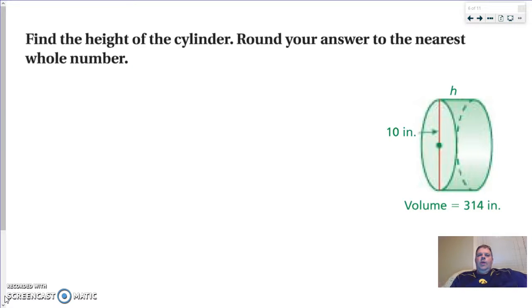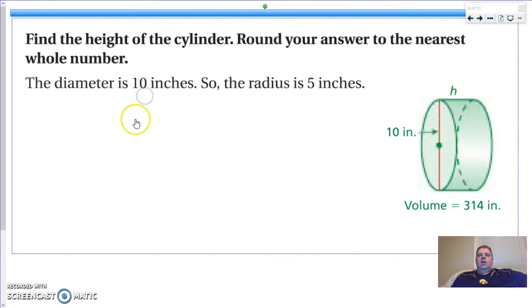This time we are to find the height of the cylinder. Round your answer to the nearest whole number. This time they give us the volume, they give us the diameter, and they do not give us the height. So again, the diameter is 10 inches, so our radius is half of that. The radius is half of the diameter, so this distance is 5.